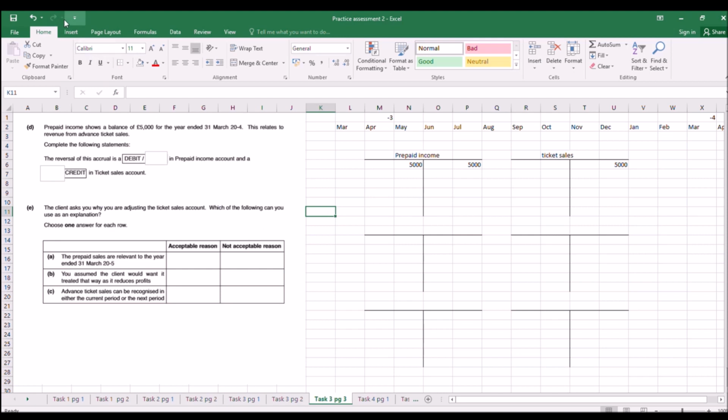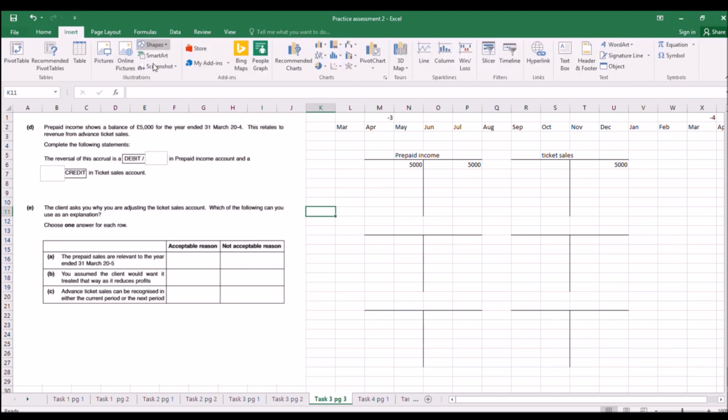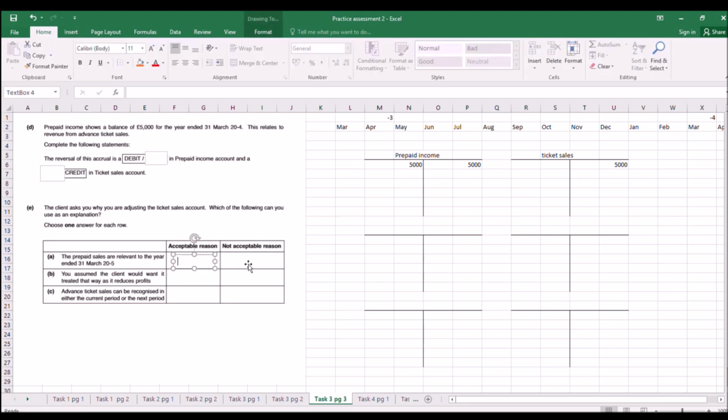Alright, okay, so let's now get down into which one we're going to have. Prepaid sales are relevant to the year ended 31st of March 2005. Well, they are, because they're actually in that thing there, so they are relevant to that following year. So that is an acceptable reason. Yes. And let's see where we're going.